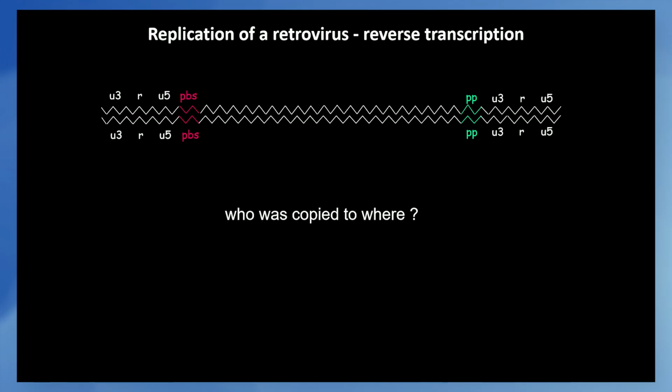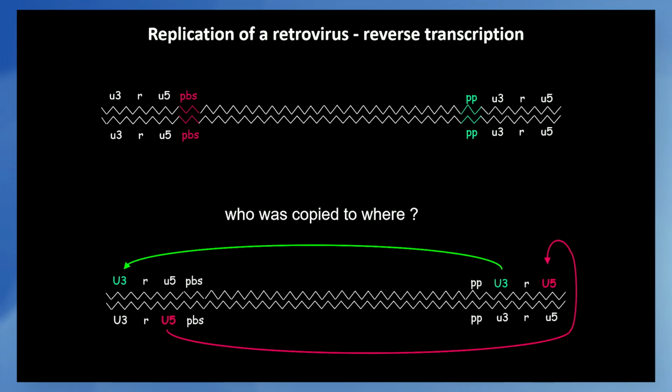So which region was copied to where? Think about it again by going through the whole replication process. The U3 region was copied to the 5' end. The U5 region from the front was copied to the 3' end. This knowledge is one of the important parts to be able to construct safer vectors, or vectors with an improved safety profile. We'll come to that in a moment.